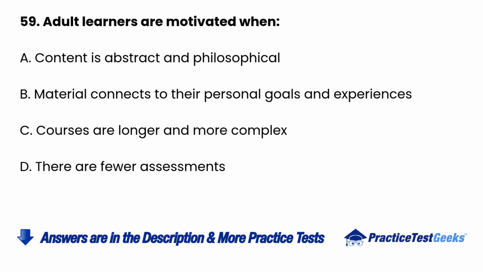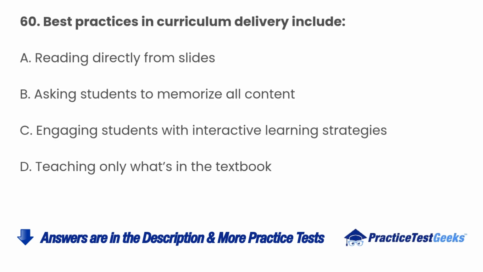59. Adult learners are motivated when A. Content is abstract and philosophical. B. Material connects to their personal goals and experiences. C. Courses are longer and more complex. D. There are fewer assessments.